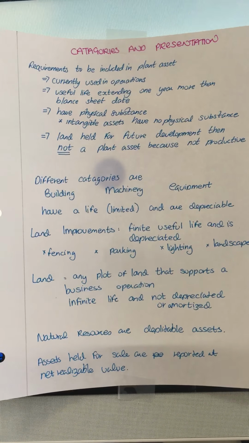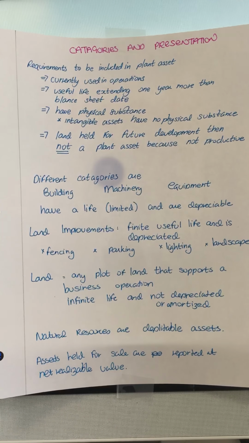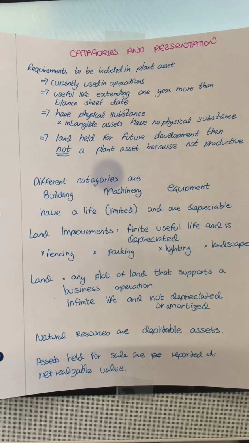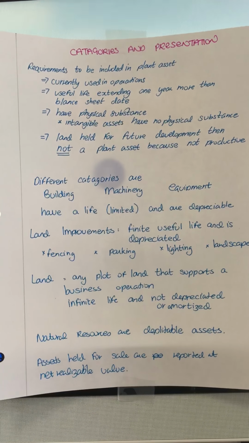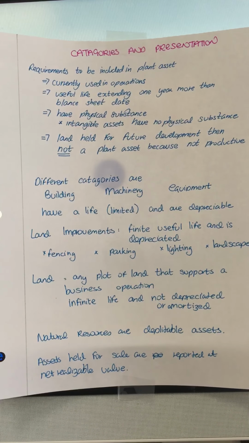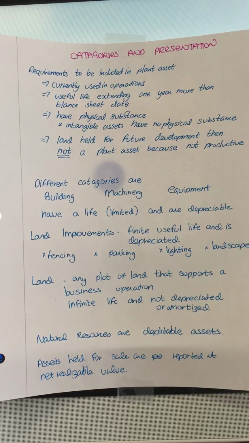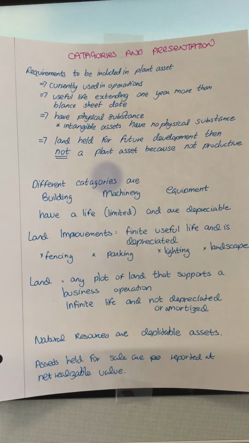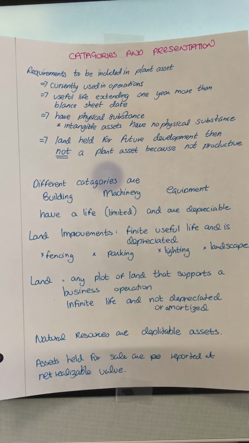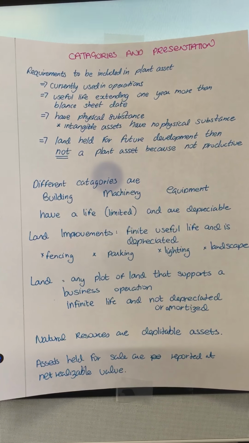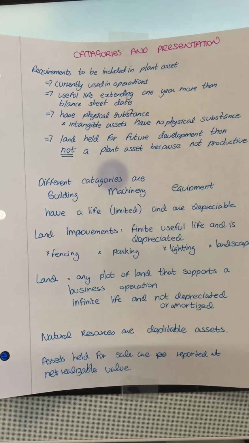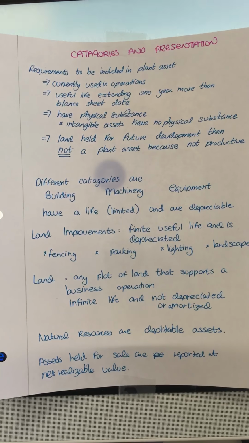Land on its own is something that maybe has a trailer, maybe has an office building that supports the business operation. This has an infinite life and is not depreciated or amortized. Very important to remember, this is the only category in a plant asset that is not depreciated or amortized.